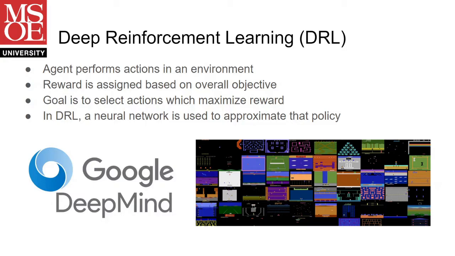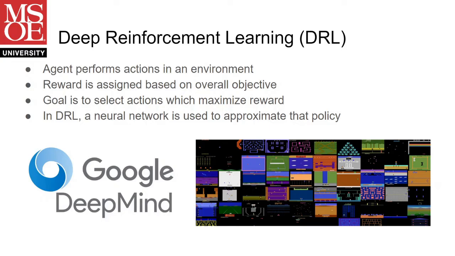So, in DRL, your agent, that's the AI that you're building, performs some actions in an environment. And you assign reward to these actions based on some sort of overall objective. And if an action takes you closer to that objective, you give it a positive reward. If it brings you further away from that objective, you give it a negative reward. And the goal is to develop an agent that is capable of intelligently looking at a state and determining which actions can maximize that reward.